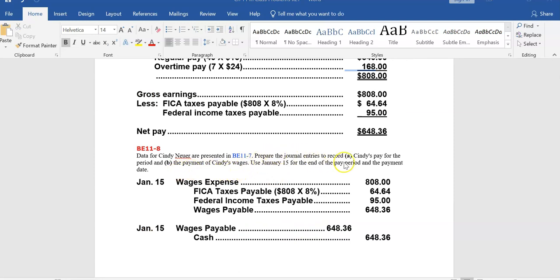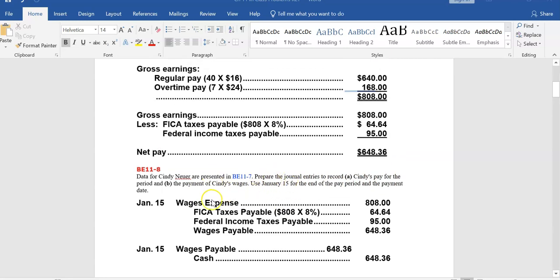We're going to prepare the journal entries to record her pay for the period and the actual payment of her wages. Now recall that her total gross earnings were $808. That is the total expense to the company. We will debit the wages expense for $808.